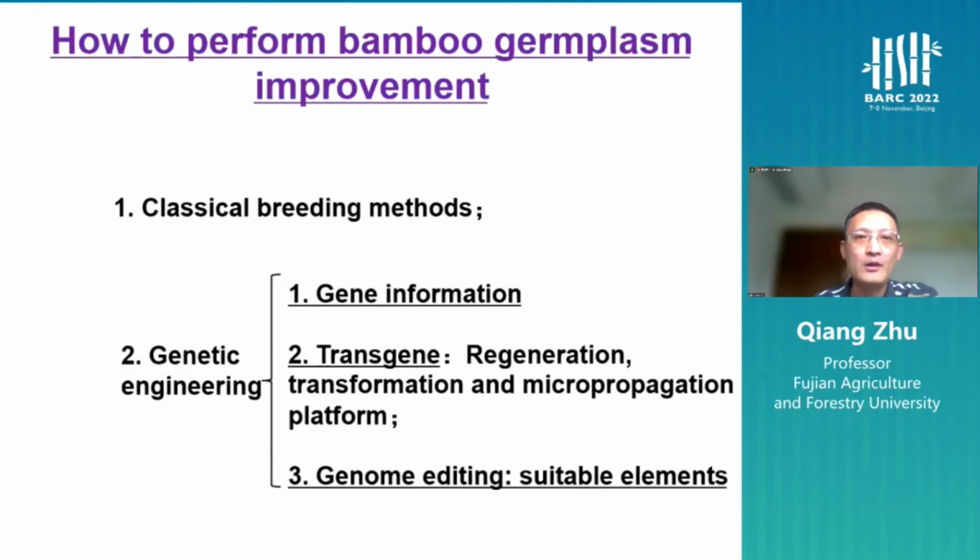Then how? Normally, there are 2 ways. The first one is the classical breeding method, which is used in most crops. But for bamboo, its flowering time is quite long. So we think it's a bit difficult. The second one is genetic engineering. You need gene information, transgene tools, as well as genome editing tools. For us, it's more applicable.